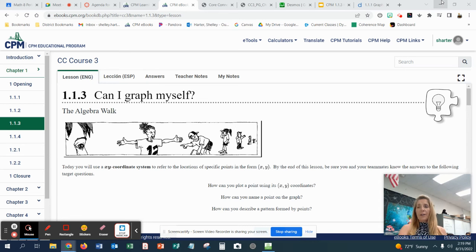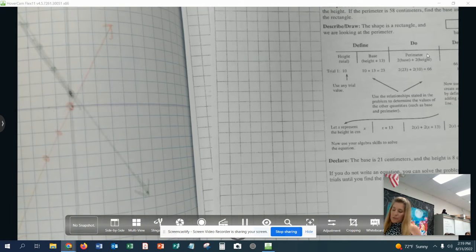Hi, it's Miss Harder, and we are going to go over 1.1.3. We are first going to start out with the 5D process of writing and using equations. We're going to start with that first.